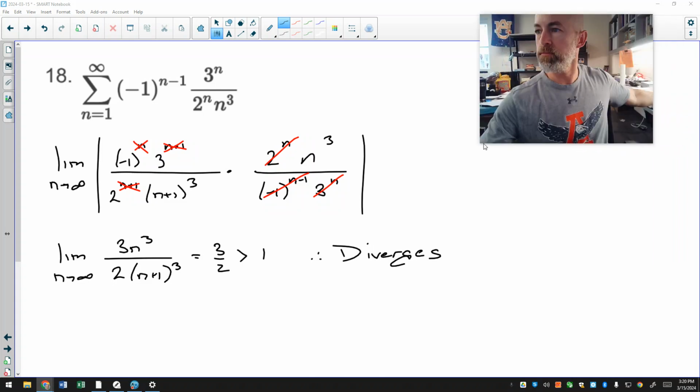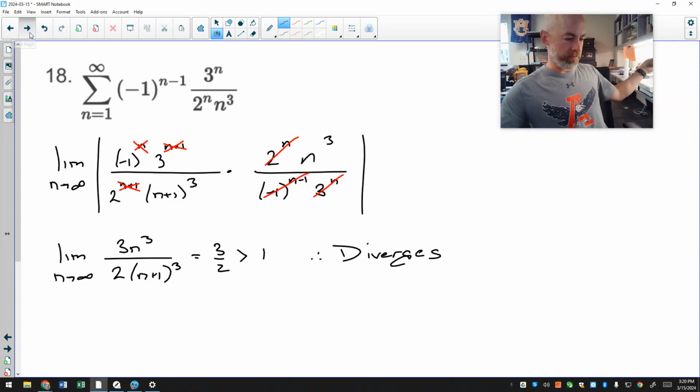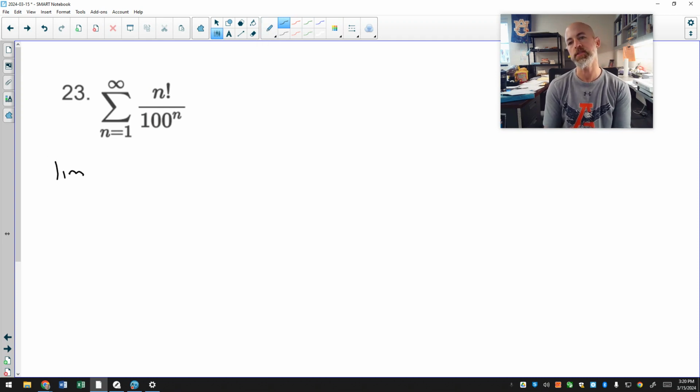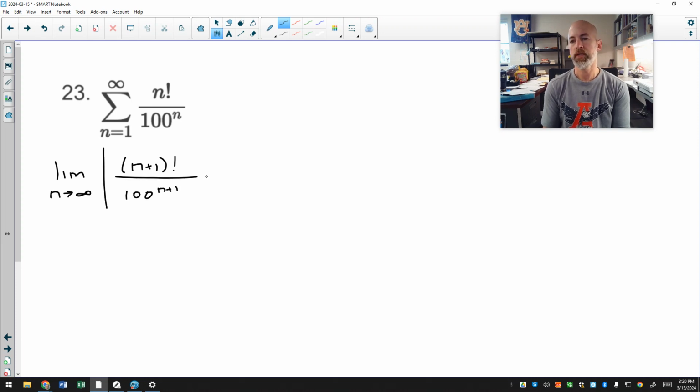There we go. And let's go on to the next problem. Let's see what we have here. 100 or n factorial over 100 to the n. Okay, so I see an exponential piece and a factorial. The combination of those, again, makes me think let's just go on with the ratio test. The limit as n goes to infinity of the n plus first term, so n plus 1 factorial over 100 to the n plus 1, times the reciprocal of the original, 100 to the n over n factorial.